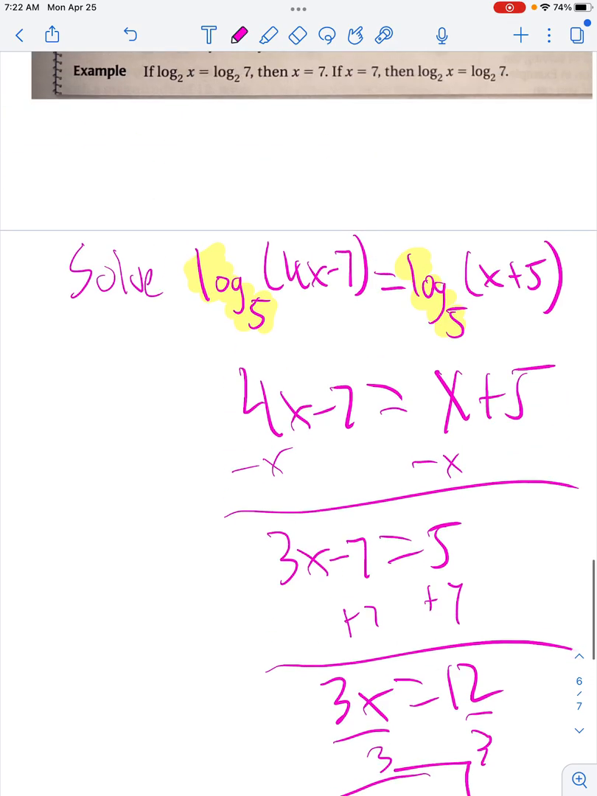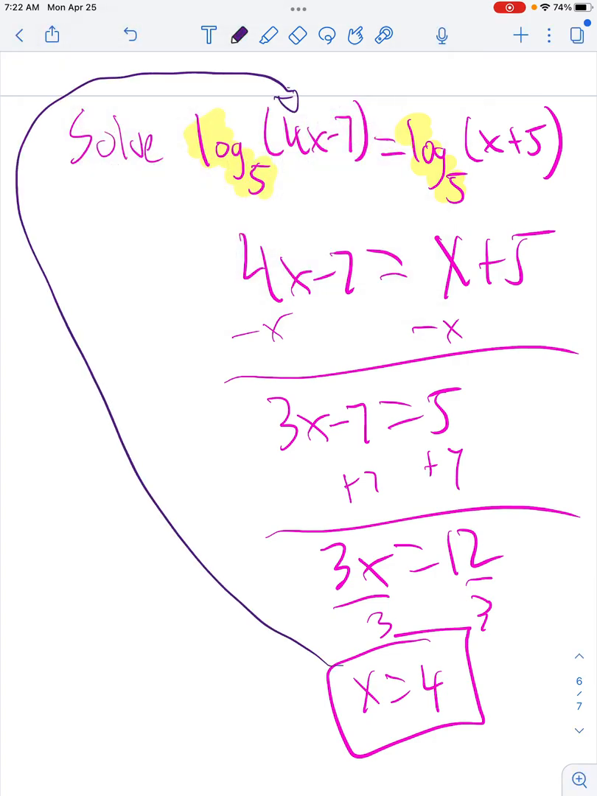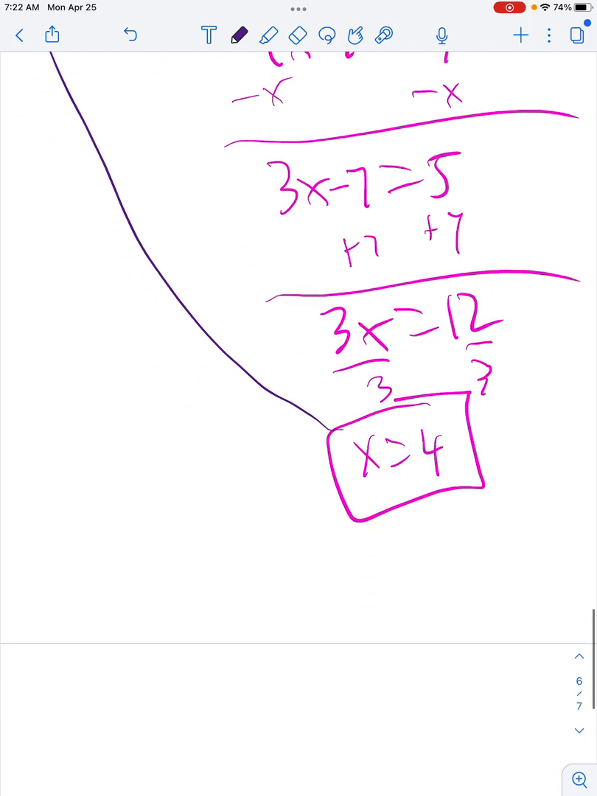Again, if I were to plug this answer into my original equation, I could double check to make sure that I get the same answer, which I will.